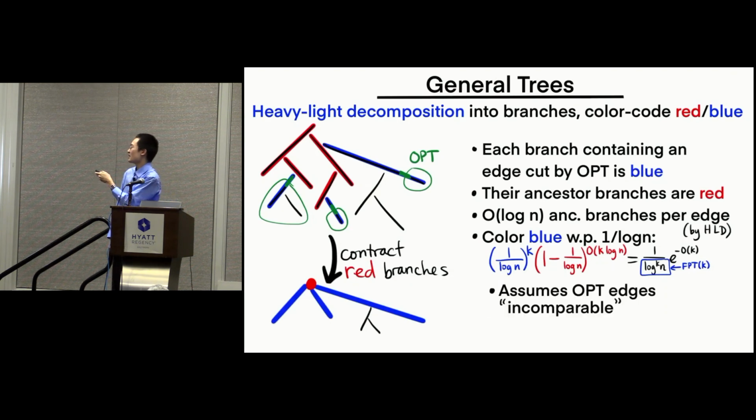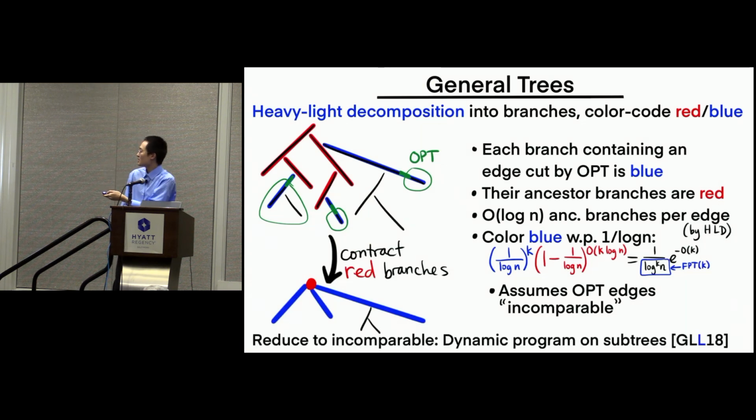Again, this assumes that the opt edges are incomparable. This is one crucial assumption, because it might be the case that one edge of opt is an ancestor of another edge of opt. In that case, this can never happen. So to handle comparable edges, we need to use some dynamic programming to reduce to the case where all of the edges are incomparable. And this is also done in previous work.